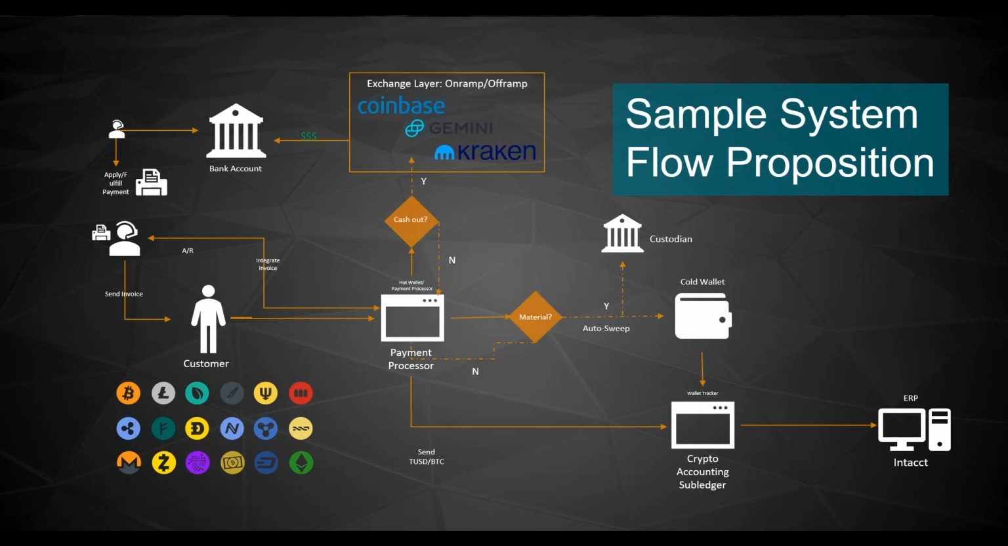You want to set up some level of an auto sweep between your payment processor and your cold wallet device. And then that cold wallet device has to feed into your subledger, your crypto accounting subledger, assuming that there is a period in which you're going to hold the crypto. And then things feed into your ERP environment. So this is just one example.